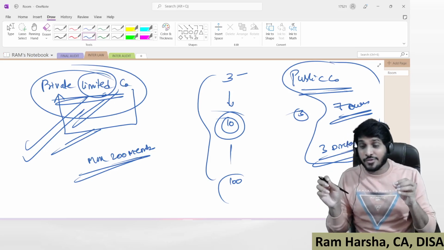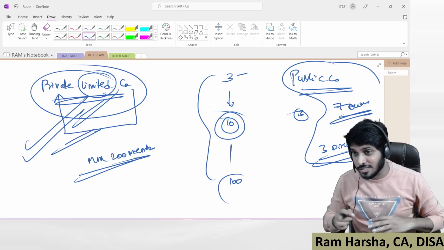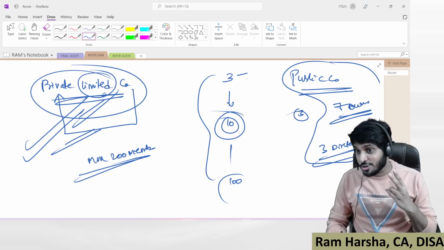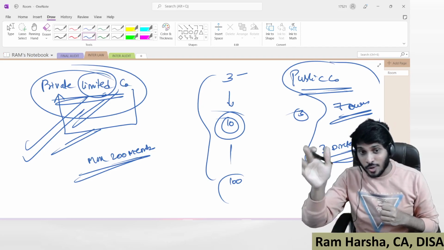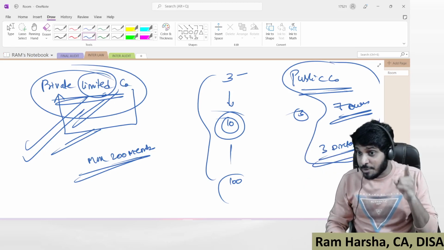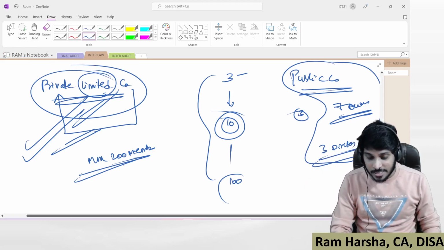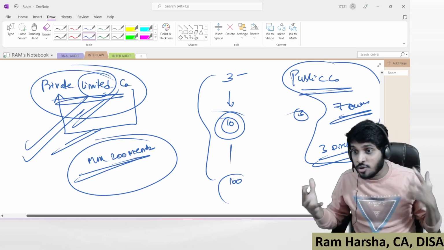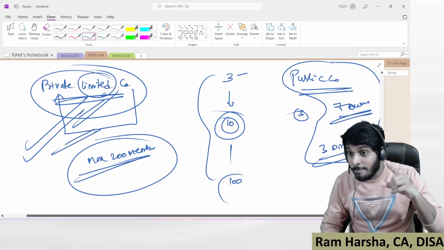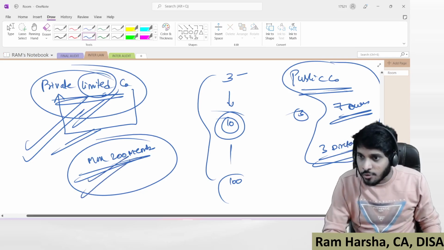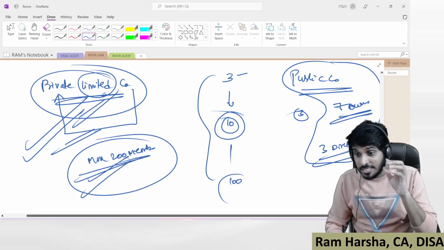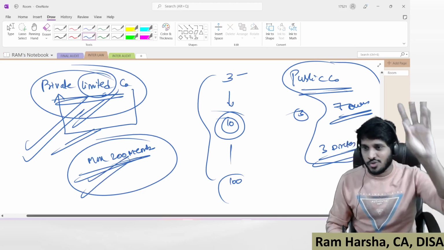So that's the difference between private limited and public limited. In a private company, minimum 2 shareholders are required. They cannot sell the shares to others. And company law says maximum how many shareholders a private company can have? Maximum members 200. The maximum number of members in a private company that is permitted is 200.